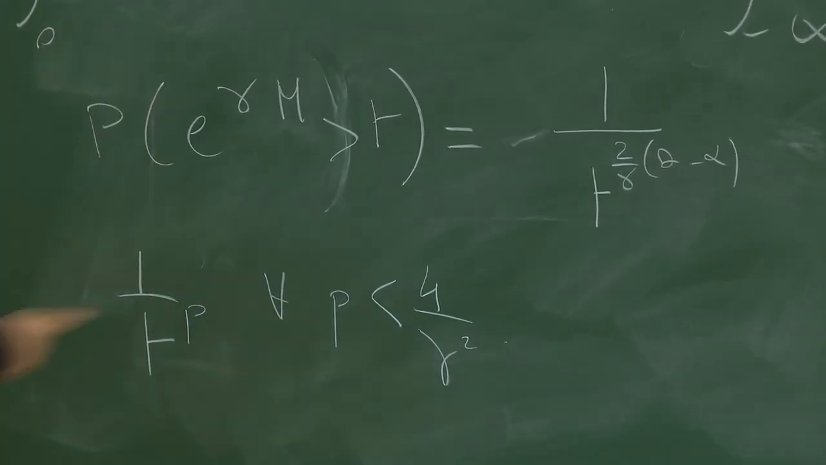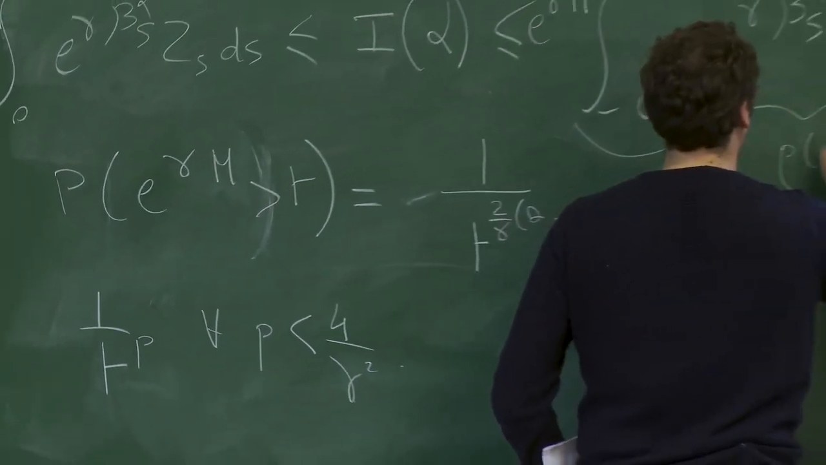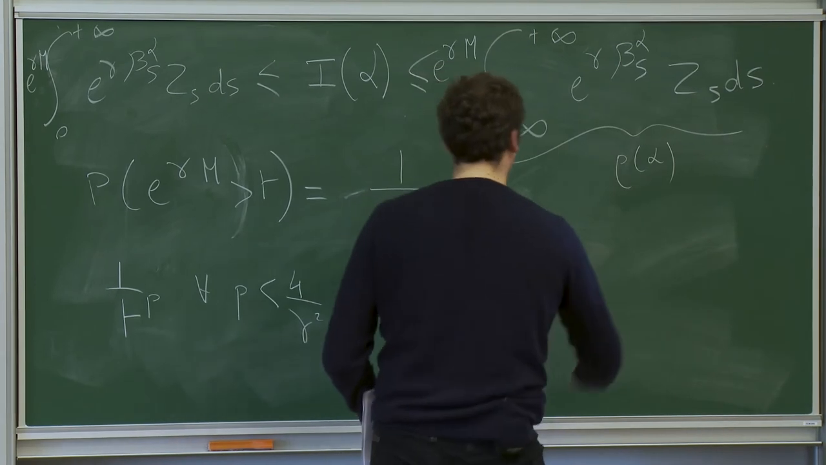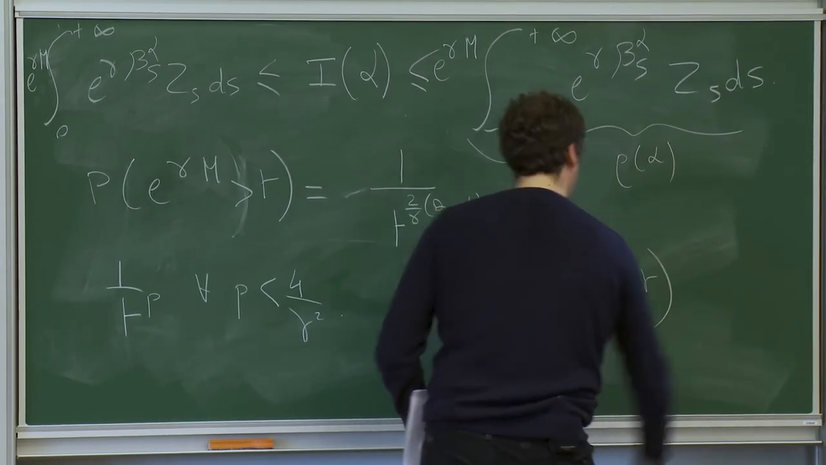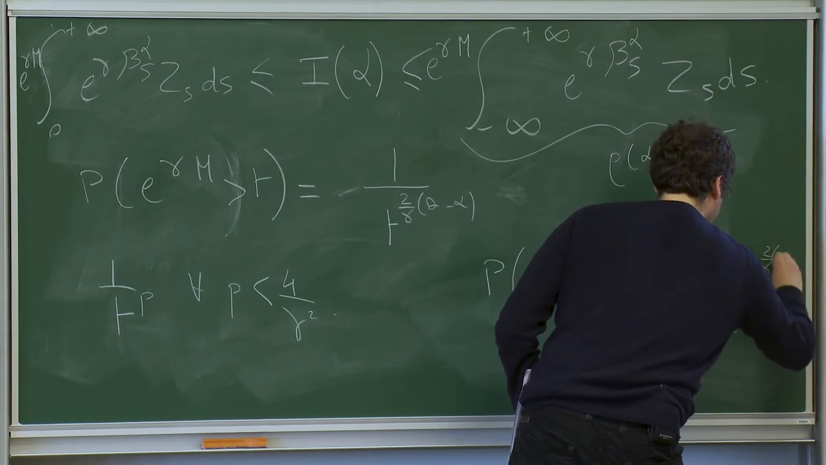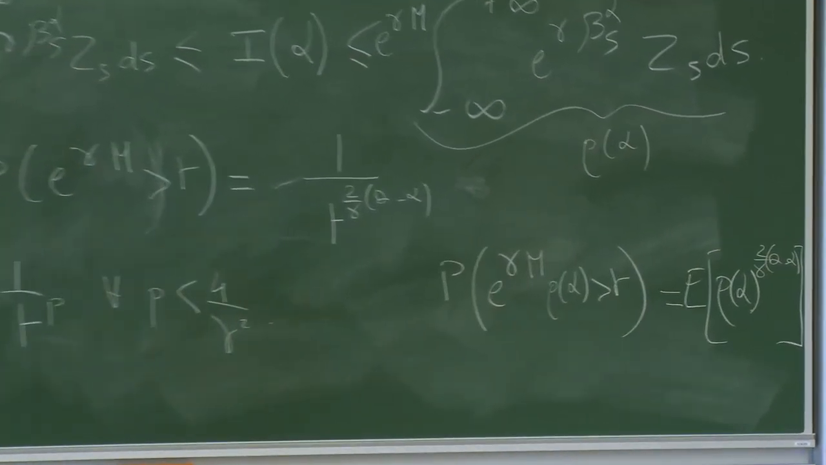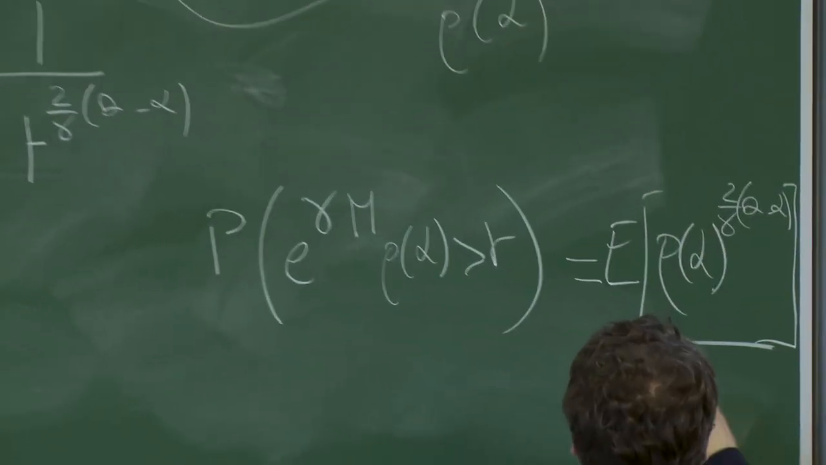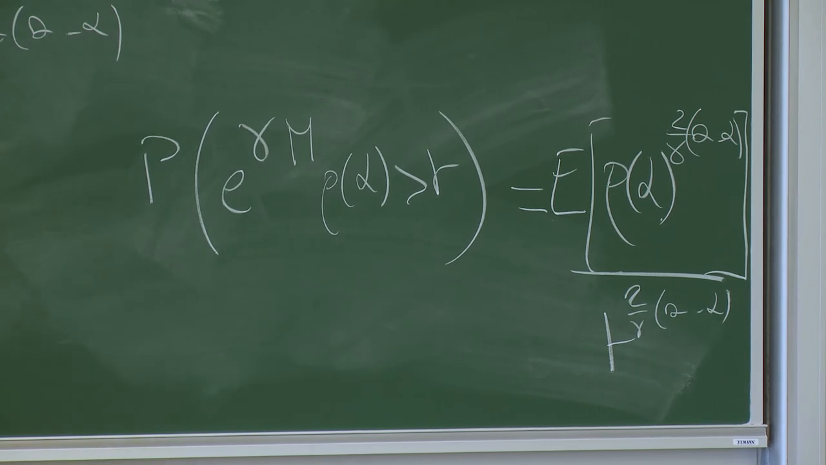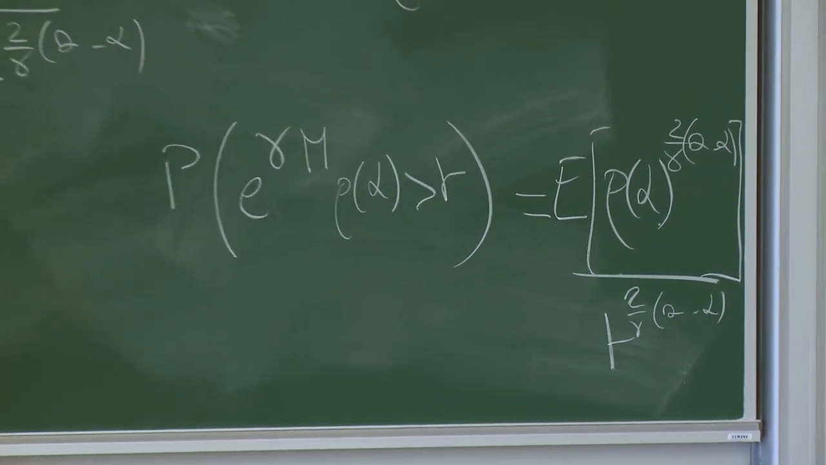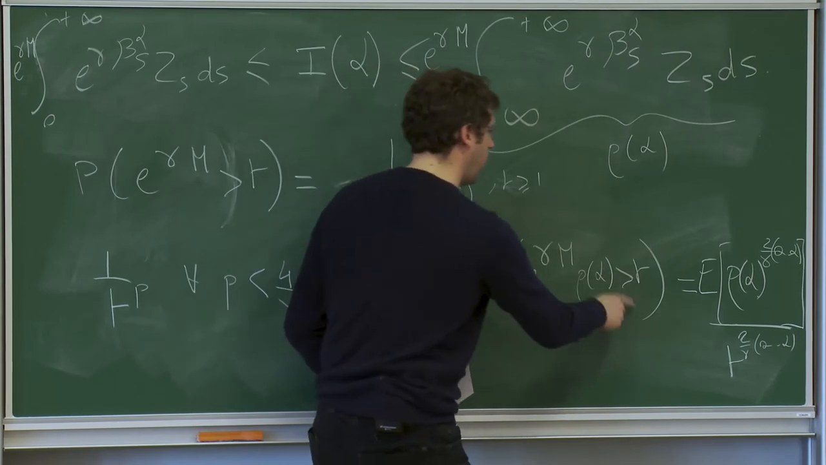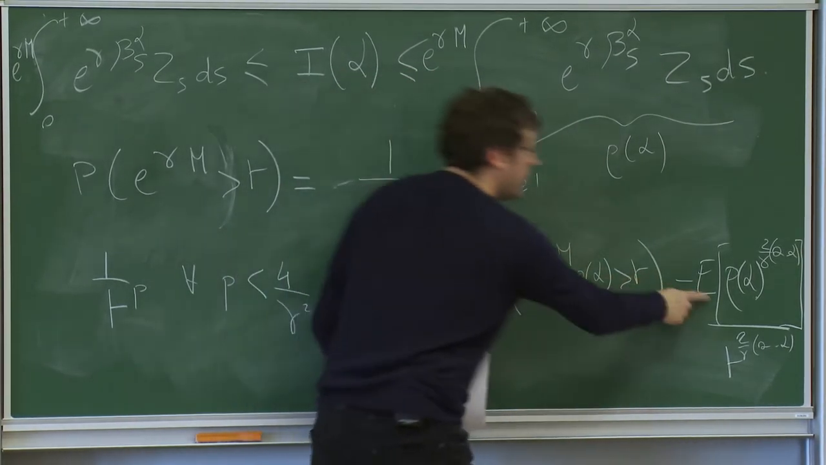So it's trivial. You have two independent variables. It's a scaling argument. So this is rho of alpha. The tail of this guy, by a simple scaling, is nothing but the expectation of rho of alpha to the power 2 gamma over q minus alpha, divided by t to the power 2 over gamma q minus alpha. Up to some little correction, because this is only valid if t is bigger than 1. And these two guys are independent, so I wrote this probability as t over this, and then I apply my scaling. They're independent, I get this.